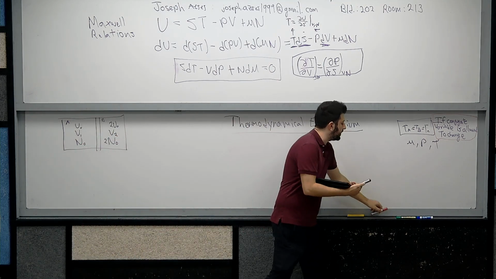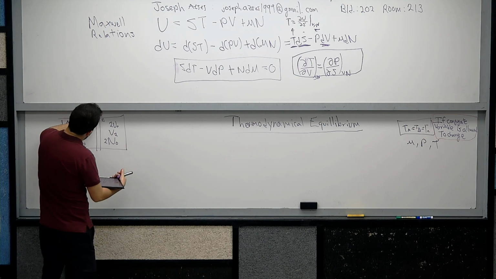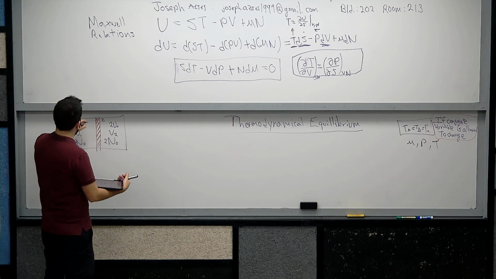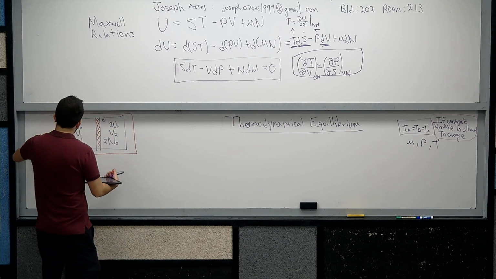Okay, so we start with a system that has these properties. At the beginning, this wall is rigid and does not allow any heat transfer or anything. These are two isolated systems from each other and from the outside.